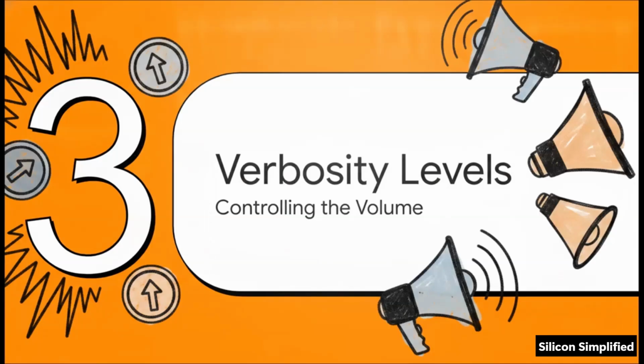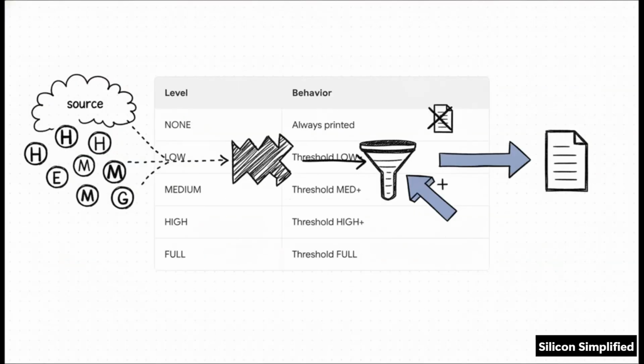All right, Section 3, verbosity levels. This is all about controlling the volume. Think of it like this. If the core macros are the messages themselves, verbosity levels are your volume control. When you write a `uvm_info` message, you assign it a level, let's say UVM_HIGH.